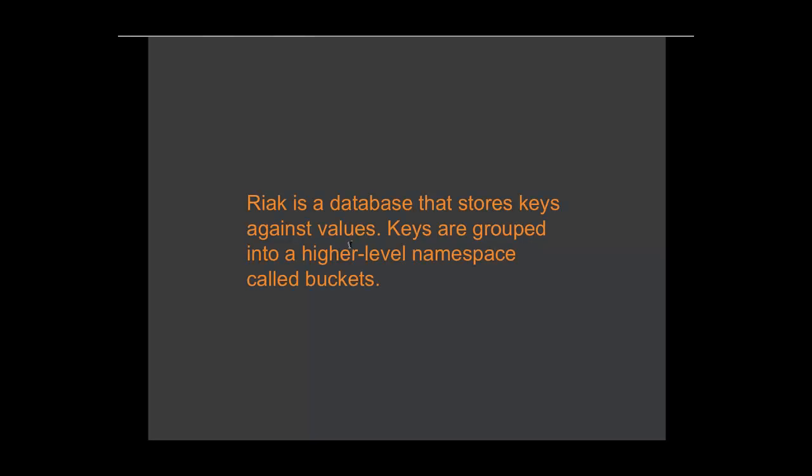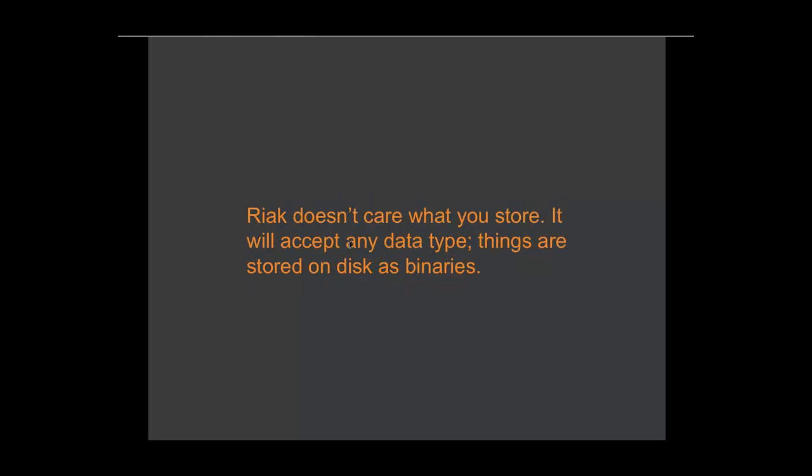So to go into a little more in-depth detail about Riak. In Riak, objects are stored as keys against values. These keys are then grouped into higher level namespaces called buckets. And Riak is completely content agnostic. You can store any type of data into Riak, and it's all stored as binaries to the disk.